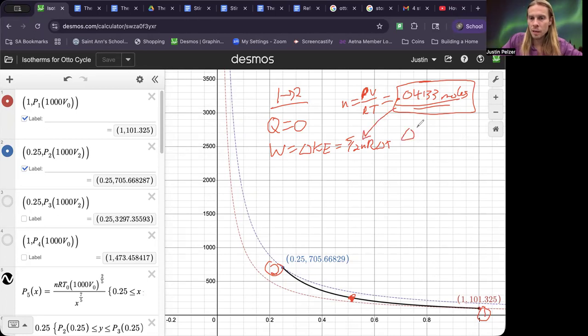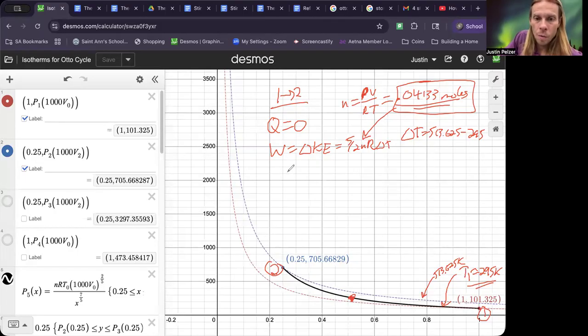Delta T, right, is just 513.625, we want to keep our decimals, minus 295. Sorry, the initial temperature was 295, room temperature. So that means this isotherm is 295, and then this isotherm is 513.625 Kelvin.